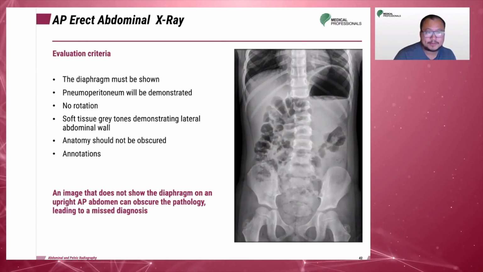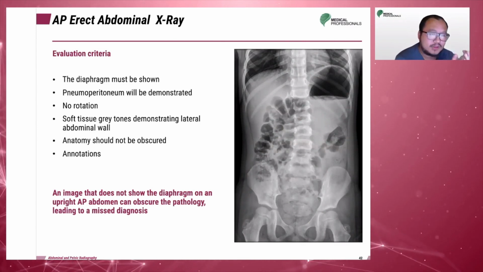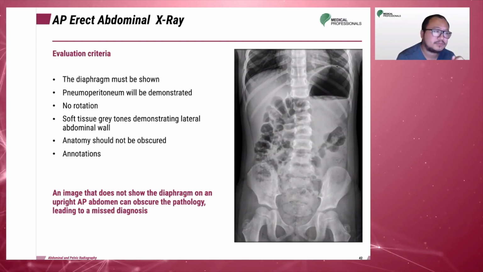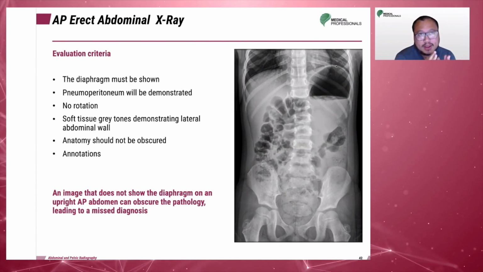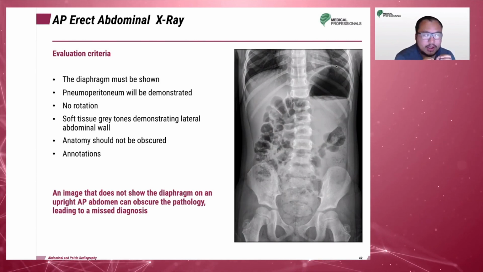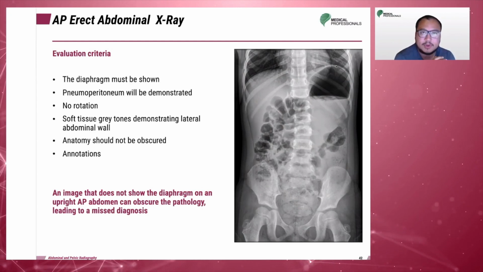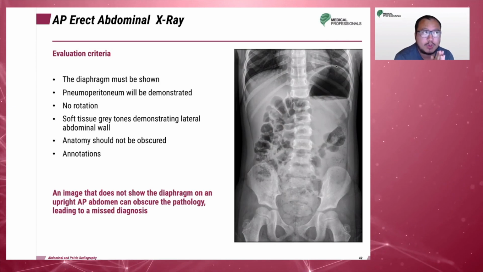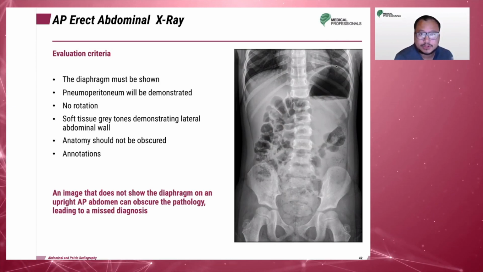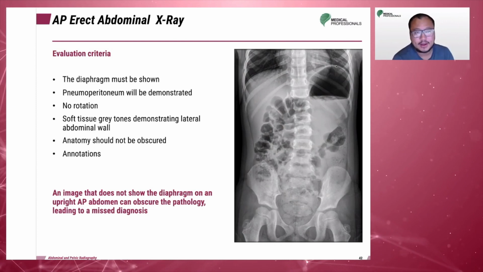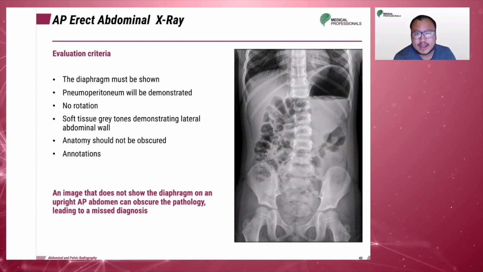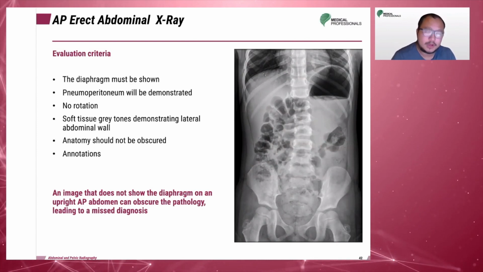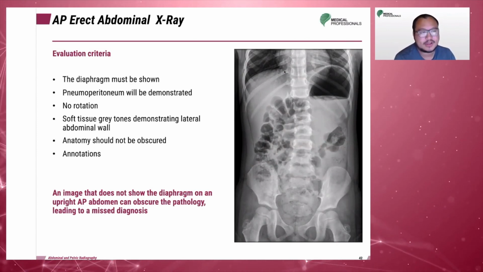And this is our image here. The diaphragm must be shown. So we're seeing the diaphragm on both sides here. The reason is we are looking for the pathology of pneumoperitoneum, which is air in the cavity here. Air rises. So if air is rising when we are standing, it would rise to the level of the diaphragm. If we don't include the diaphragm, we wouldn't be able to diagnose a pneumoperitoneum. So we need to include the diaphragm.